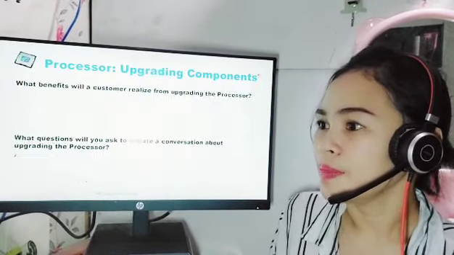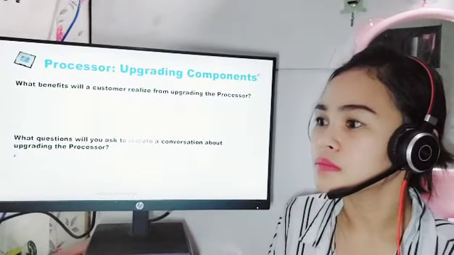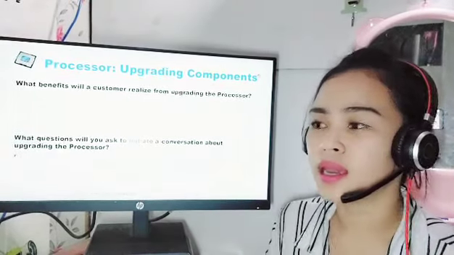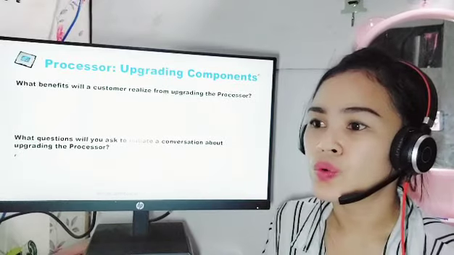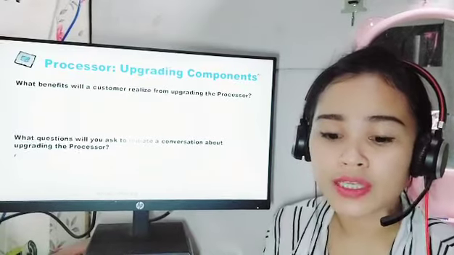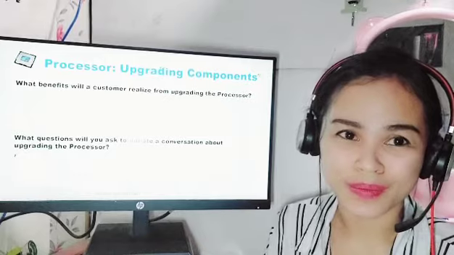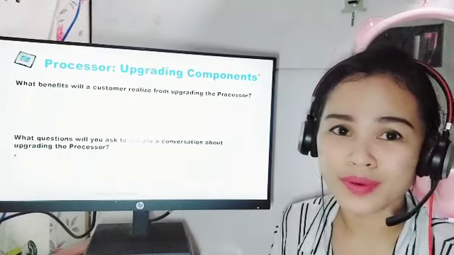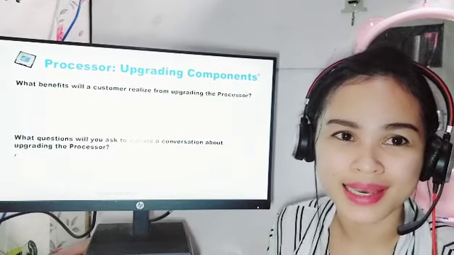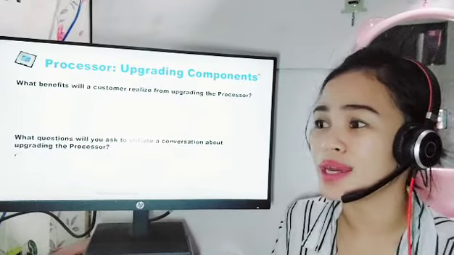And okay, for the processor upgrading components. Now, there are different amounts of RAM and hard drive. So if the customer only has a certain amount of RAM, it is important to know that they can also upgrade it. Or when choosing a computer, it's best to go directly and upgrade it to what you currently need now. And why is that? What benefit will a customer realize from upgrading the processor?